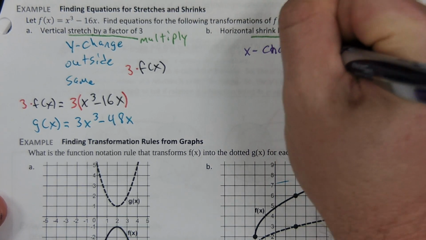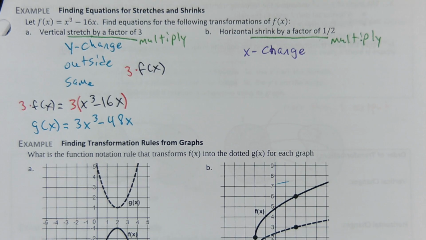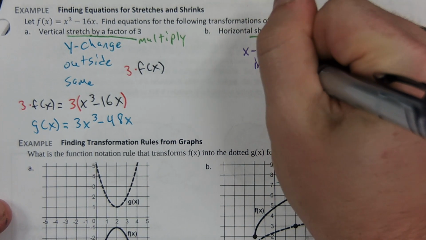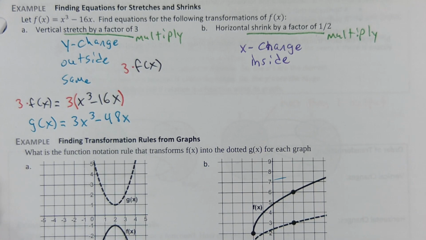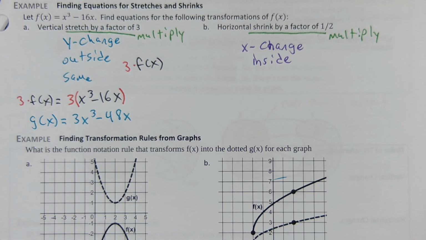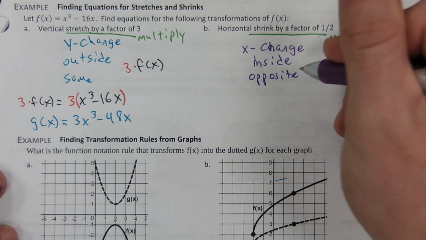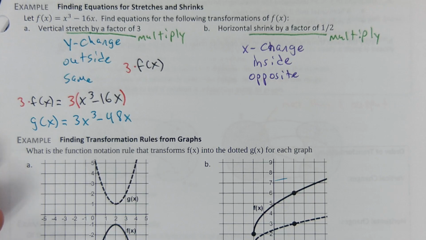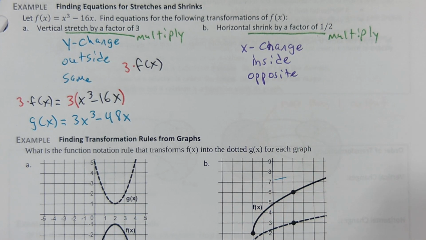If it's an x change, for my function notation, will I see the change on the inside or the outside? Inside. Okay, great. We'll see it on the inside. So we already know our multiplier is inside these parentheses. And since it's an x change, inside, horizontal, same or opposite effect? Opposite effect. Now we have to be really careful here. It's not opposite multiplier, it's opposite effect. So what's the opposite effect of multiplying by 1/2? Multiplying by 2/1. The reciprocal multiplier gives us the opposite effect.